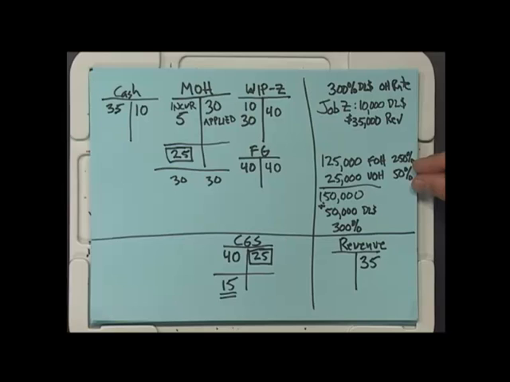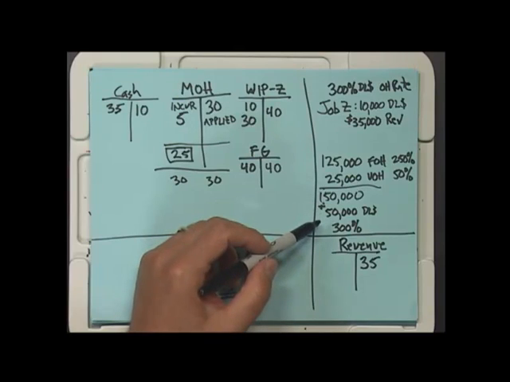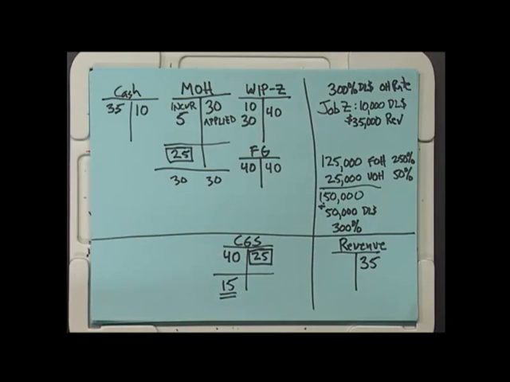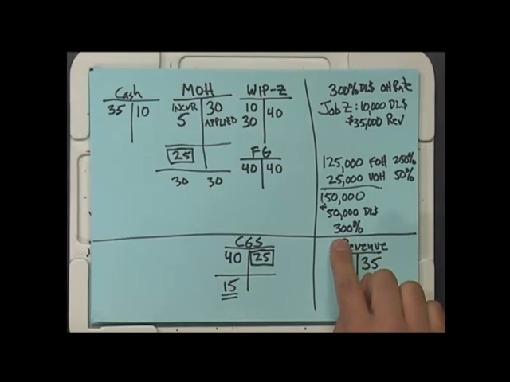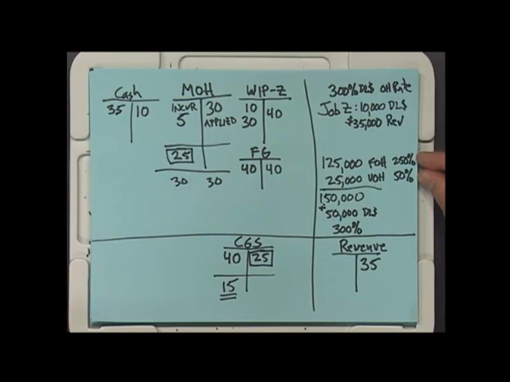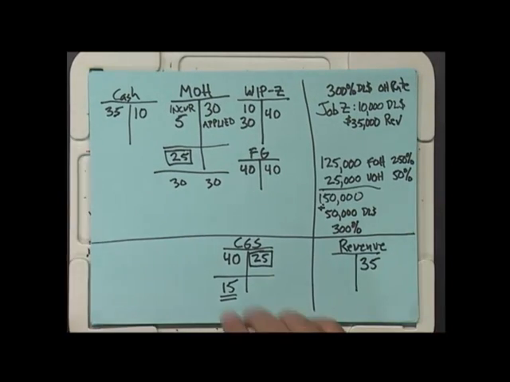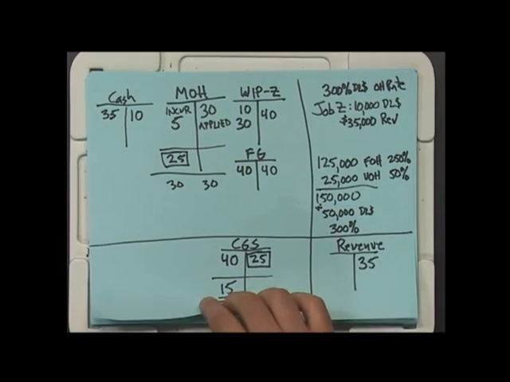We also assumed that the 300% rate came about because they were expecting 125,000 of fixed overhead and 25,000 of variable overhead, so that's 150,000, spread over an activity base of 50,000 direct labor dollars. That's where they got the total 300% rate. But you can think about that as the sum of two rates, a 250% rate for fixed overhead and a 50% rate for variable overhead.